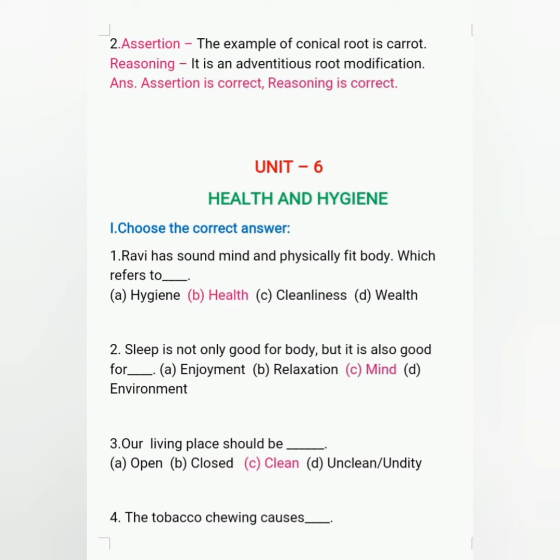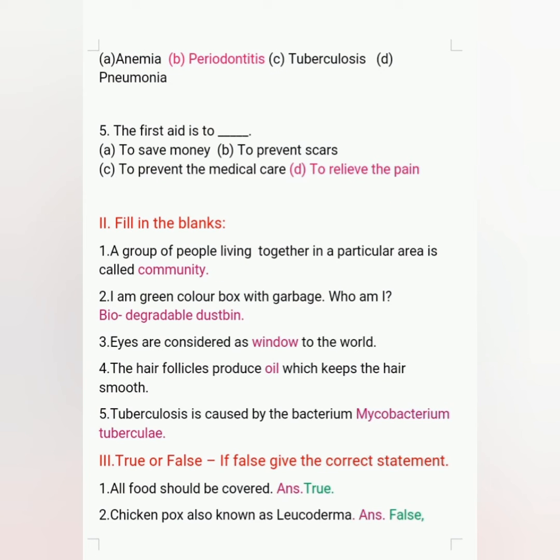Question number 3. Our living place should be dash. The options are open, close, clean, unclean. The correct answer is clean. Question number 4. Tobacco chewing causes dash. The options are anemia, periodontitis, tuberculosis, pneumonia. The correct answer is periodontitis. Question number 5. First aid is dash. Options are to save money, to prevent scars, to prevent the medical care, to relieve the pain. The correct answer is to relieve the pain.